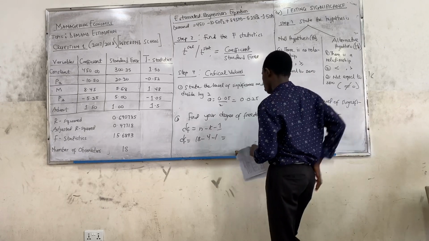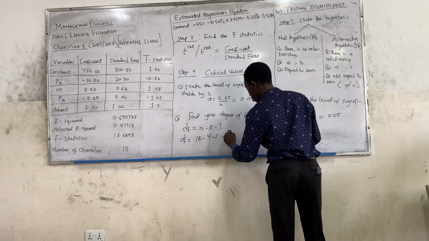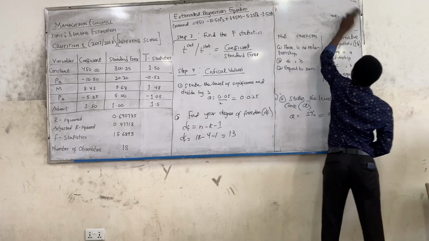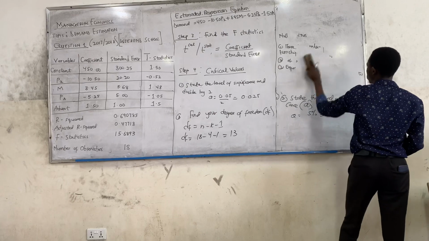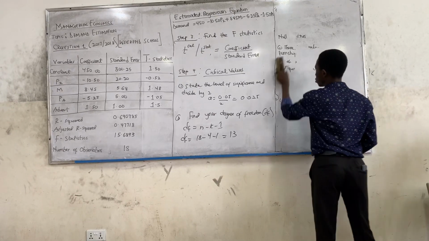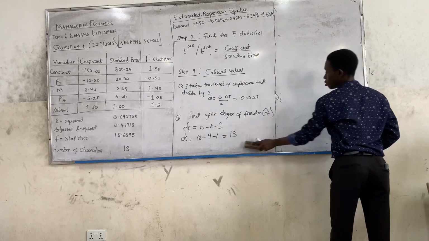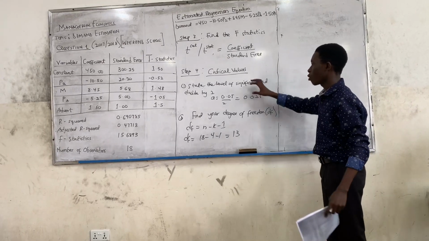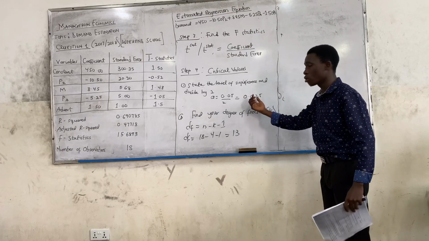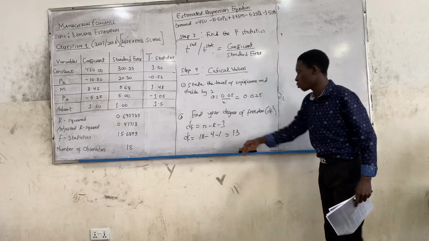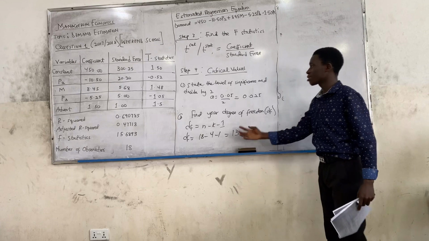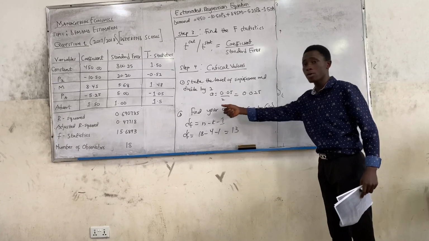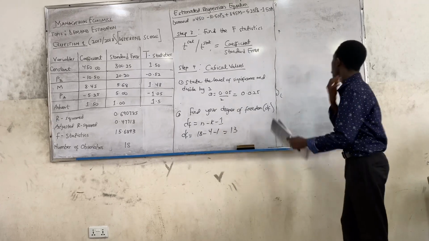So now the next thing is we now have our level of significance when we divided by 2. So we now have 0.025. We have our degree of freedom, which is 13. So we will set the level of significance, which is 0.025, and the degree of freedom, which is 13, on the table.